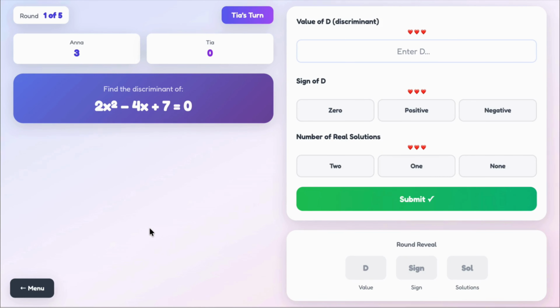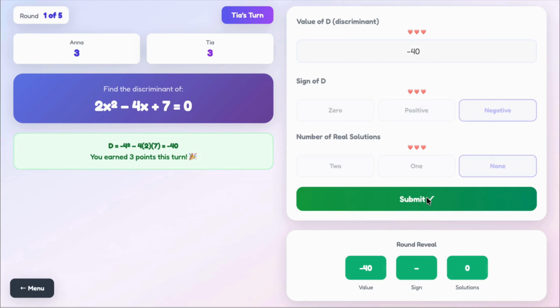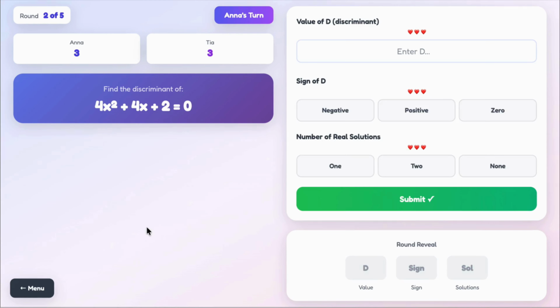I continue, and it goes to Tia's turn. So we have negative 4 all squared, which is 16. We've got negative 4 times 2, which is negative 8, times 7 is negative 56, plus 16, so that should be negative 40. And when you're in the imaginary world, you have no real solutions. Let's hope I got it right, and I did. So then we continue to the next round, back to my turn, and you can see the score's 3-3. So you can see, even though we've made a few mistakes, we've still got full points.